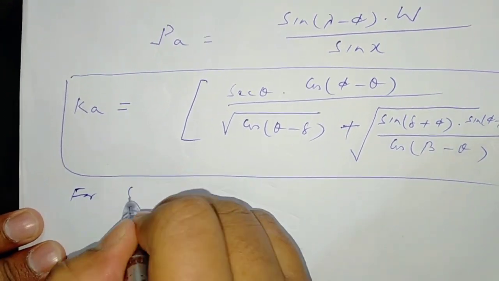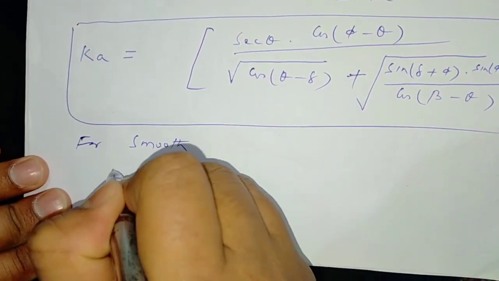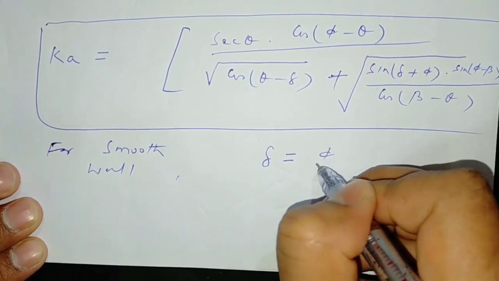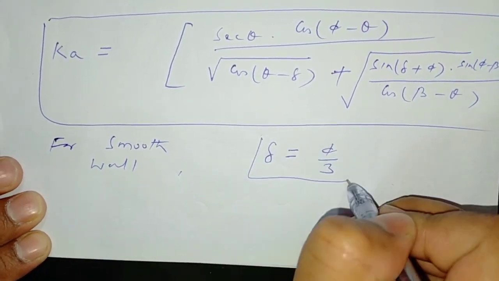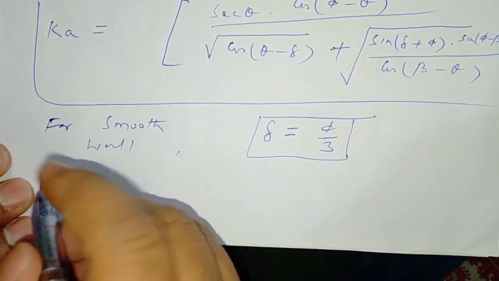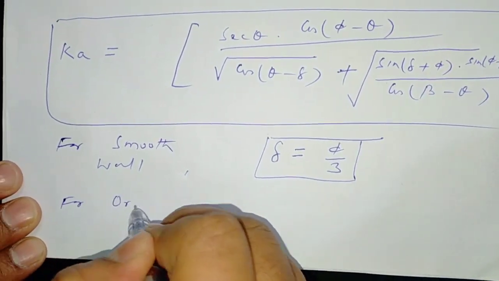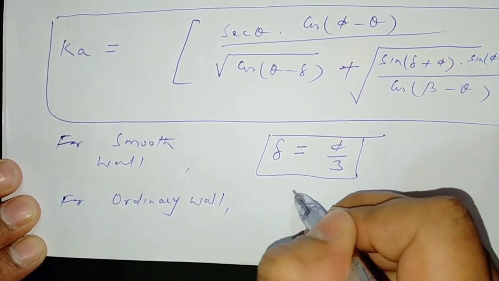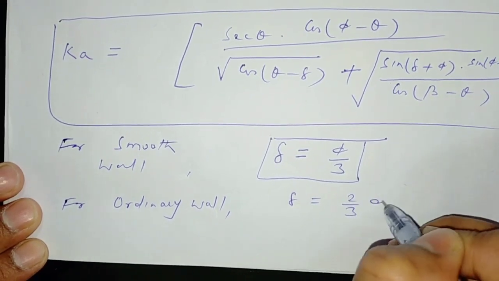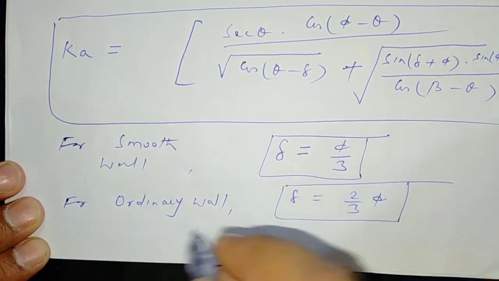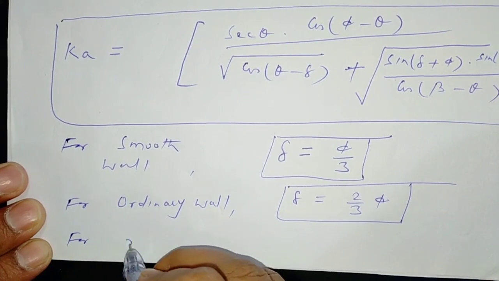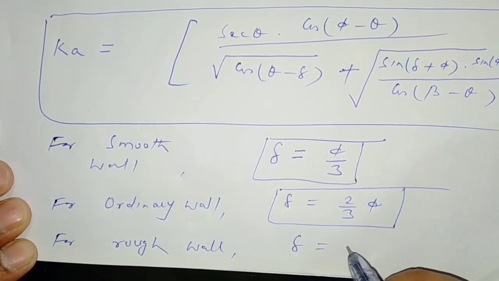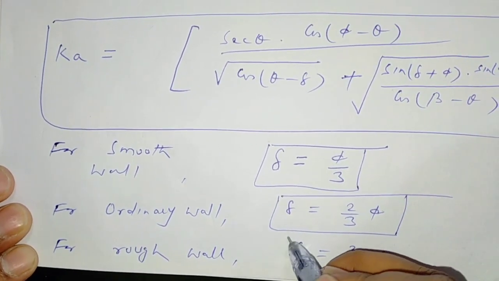For a smooth wall, you have to take the angle of wall friction equal to 1/3 of the angle of internal friction. For an ordinary wall, delta is equal to 2/3 of phi. For a rough wall, delta is equal to 3/4 times phi.